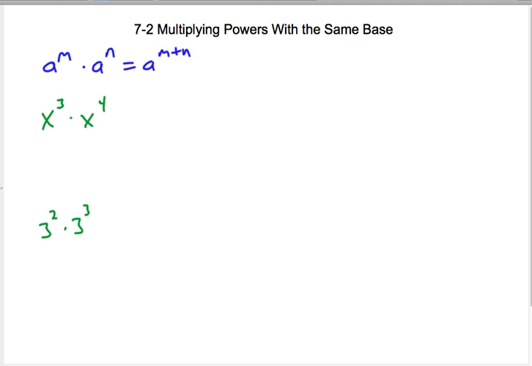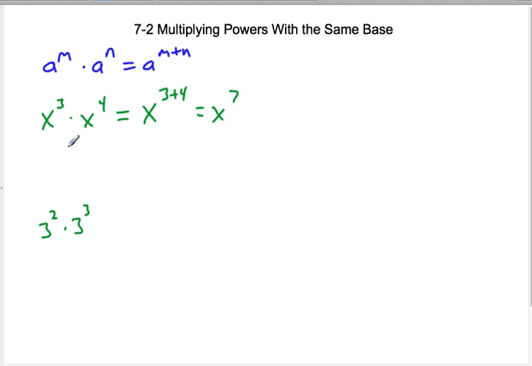Hello everybody. Today we're going to learn about multiplying powers with the same base. It's a pretty simple concept. When you have a number raised to a power times that same number raised to a power, you just add the powers together. So for instance, x to the third times x to the fourth is just x to the 3 plus 4, which is x to the seventh.